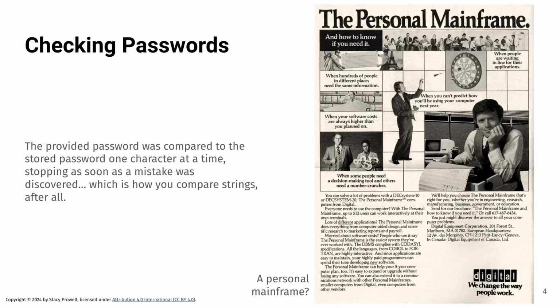So, checking passwords. The provided password was compared to a stored password, one character at a time. I mean, that's how you compare strings, right? You just go across, you look at, are the first characters equal? If they are, great, keep going. If they're not, immediately stop and report an error. That's how string compare works. That's how you compare things.